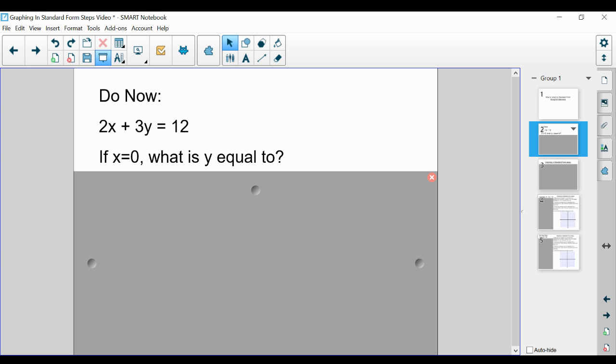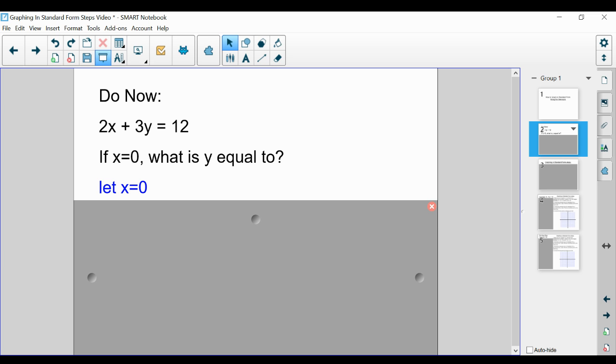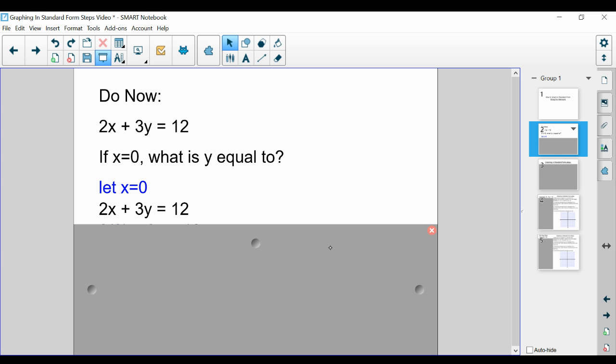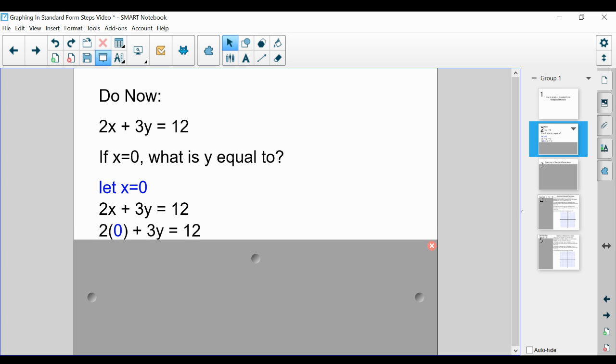All right, let's check our answer. So again, we're going to say that x is equal to 0, and we can do this in mathematics. Think back to when we had input-output tables. We would choose an x value, plug it into the equation, and get out the y value. Well, we're using that same idea here. We know x has a value of 0, so we're going to substitute in 0 for x. So we have our original equation, 2x plus 3y is equal to 12. We're going to substitute in 0 for x. So now we have 2 times 0 plus 3y is equal to 12.